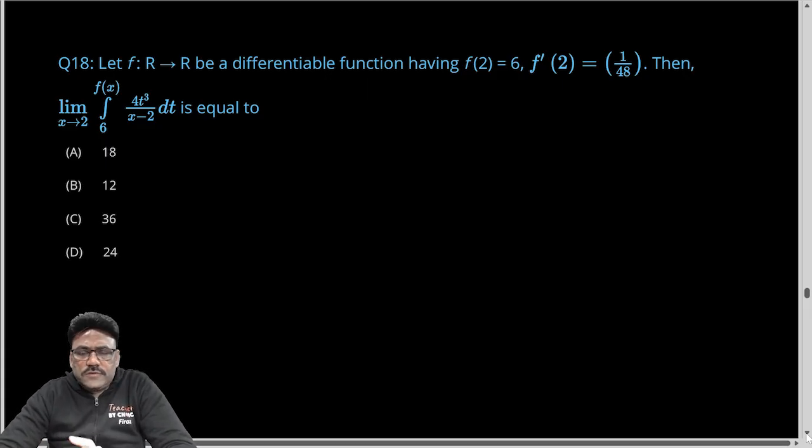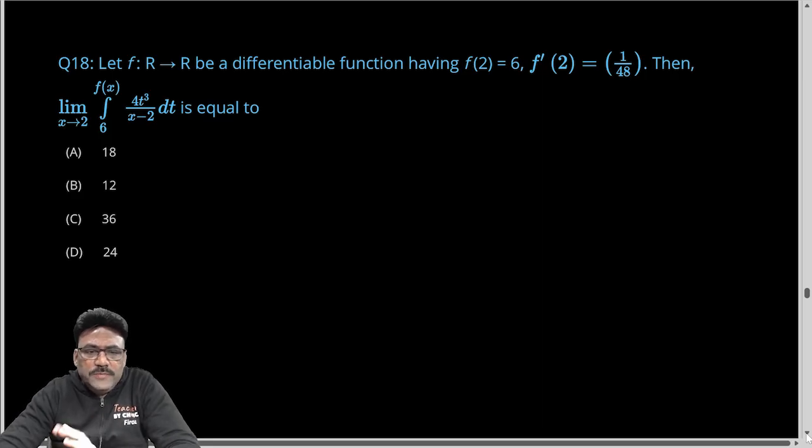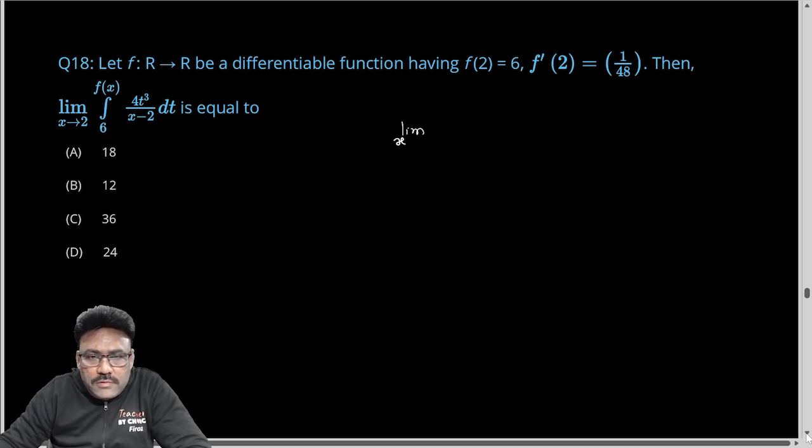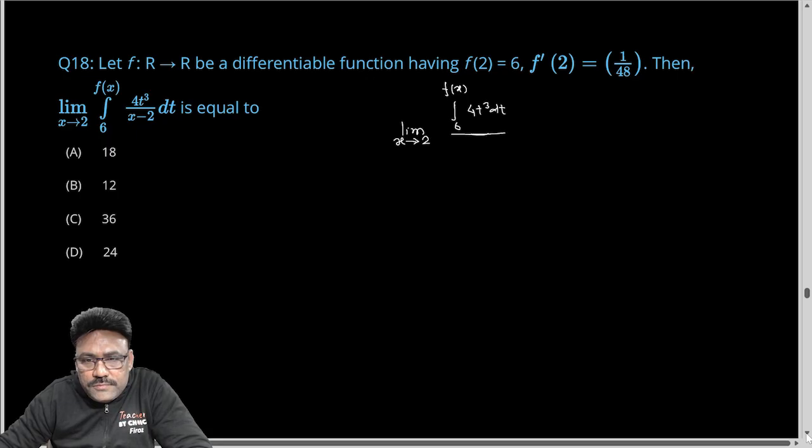Now let's see this question. f2 is 6, f dash 2 is 1 by 48, and you have to get this limit. So you can write this limit as limit x approaching to 2, integral from 6 to fx of 4t cube dt, over x minus 2.